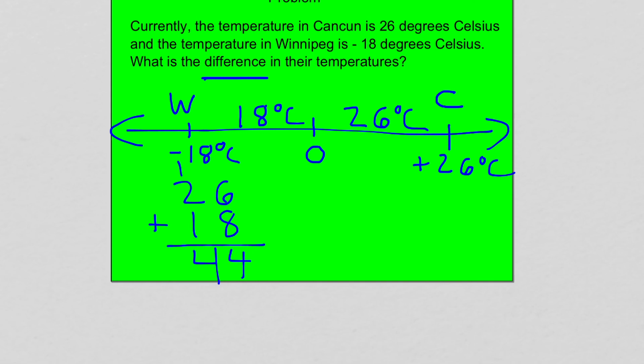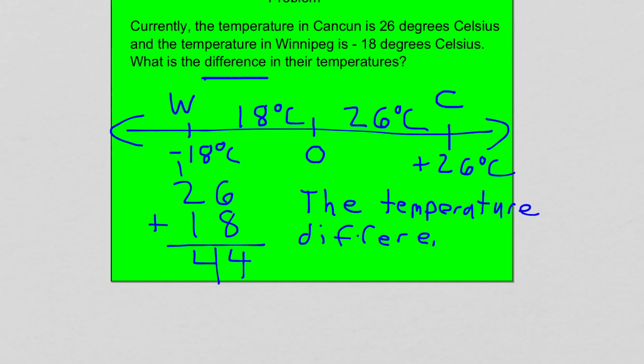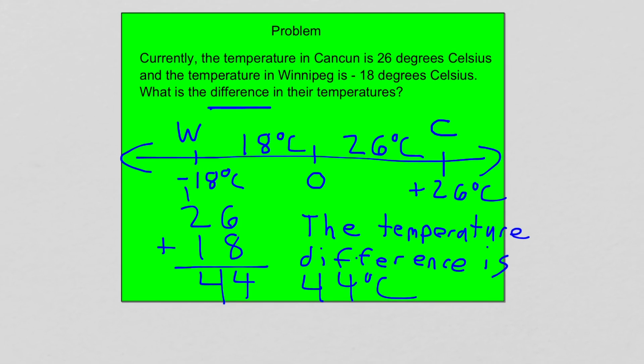Okay, so what's the difference in their temperatures? The temperature difference is 44 degrees Celsius. So difference means the space between the two temperatures. I was able to visualize what it looked like by drawing that on a number line and comparing the space between them. And then I did a little mathematics to figure out the answer. So if you ever encounter any integer word problems, it might be a good idea to do a number line. Make sure you show your thinking. Show all of your calculations.